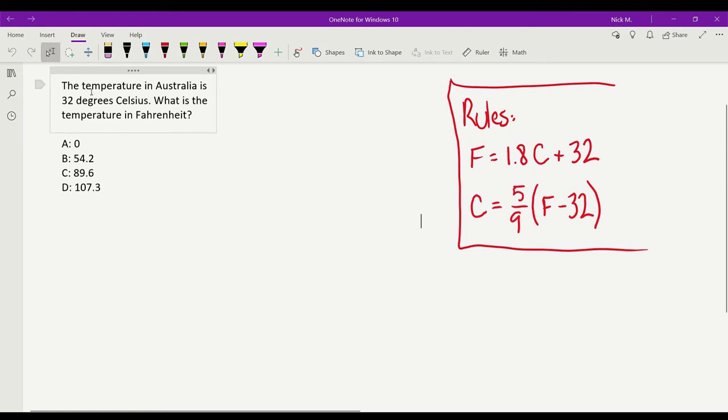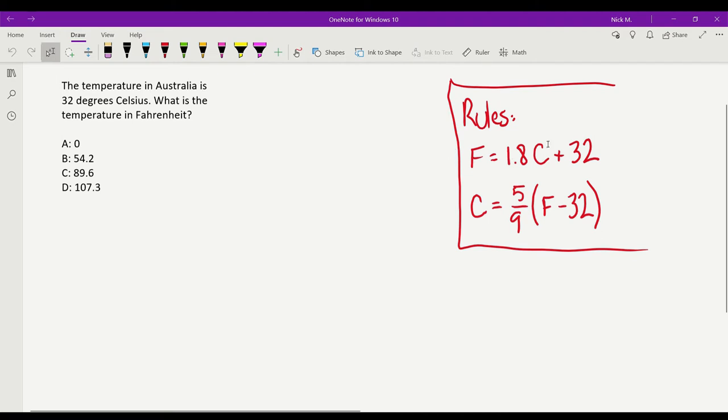Okie dokie. So the temperature in Australia is 32 degrees Celsius. What is the temperature in Fahrenheit? A, 0, B, 54.2, C, 89.6, or D, 107.3.